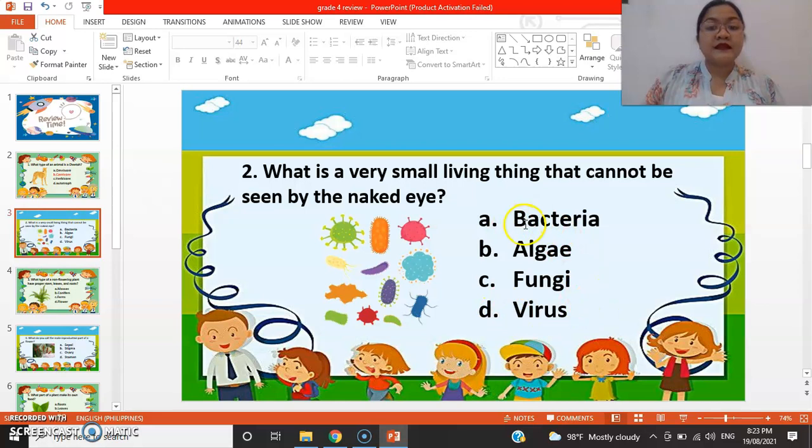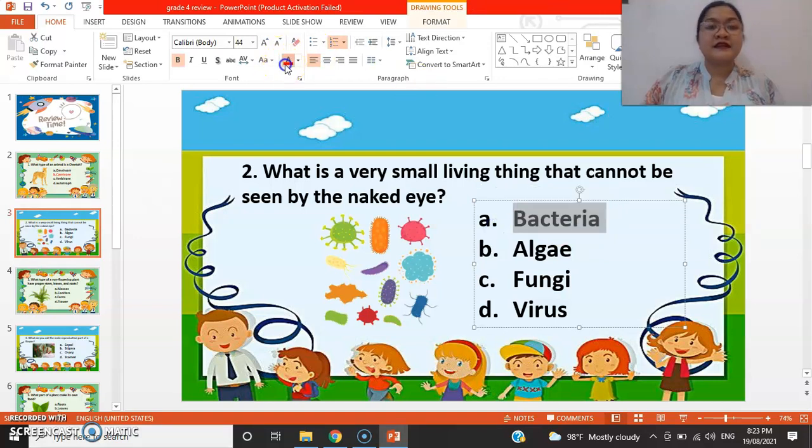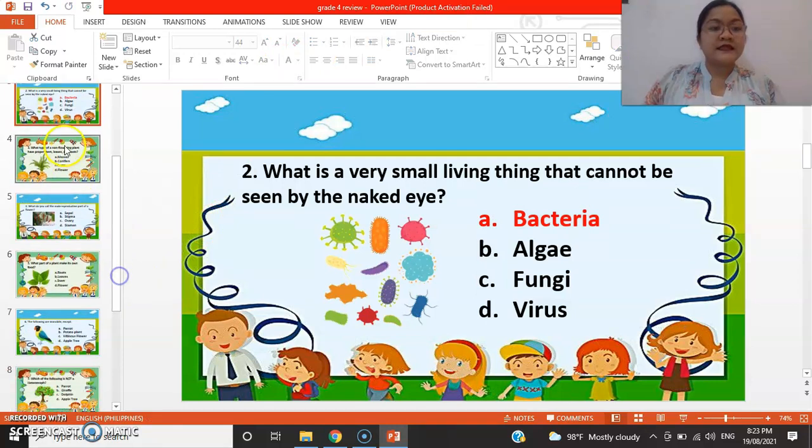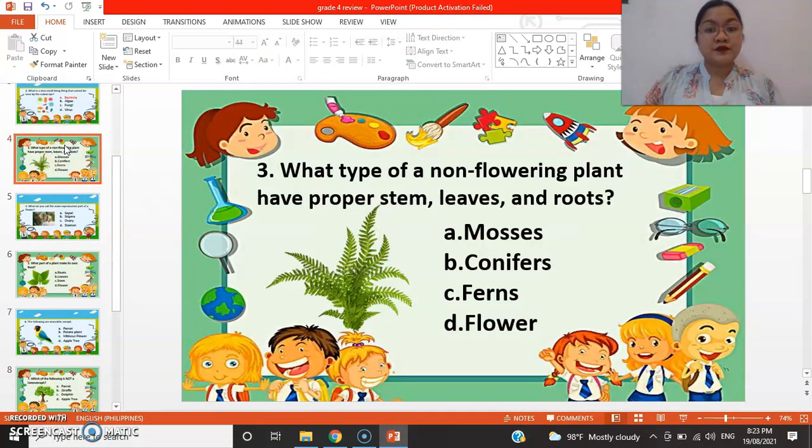Again, letter A, bacteria. Letter B, algae. Letter C, fungi. Or letter D, virus. What is your answer? 5, 4, 3, 2, 1. The correct answer is letter A, bacteria. Okay, very good. Next, number 3.